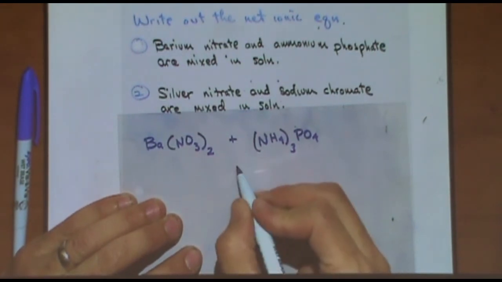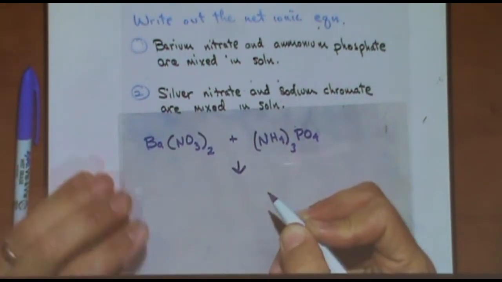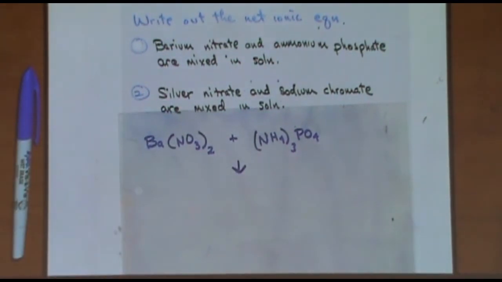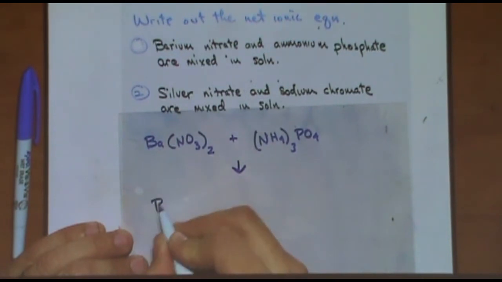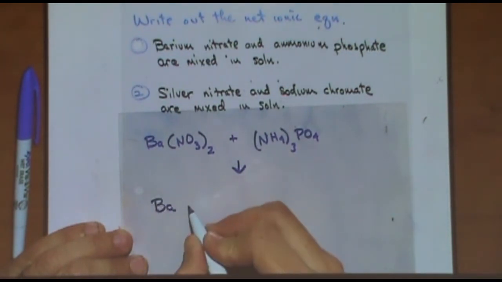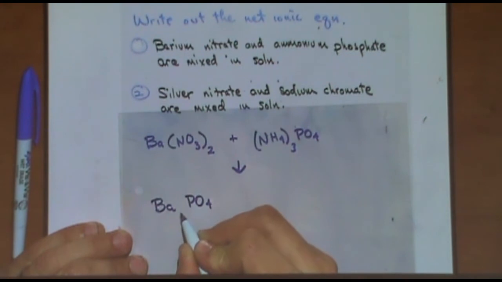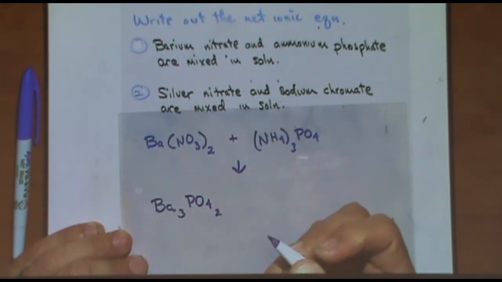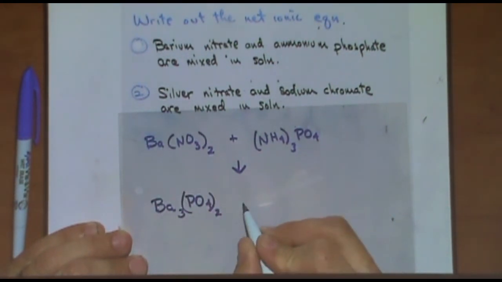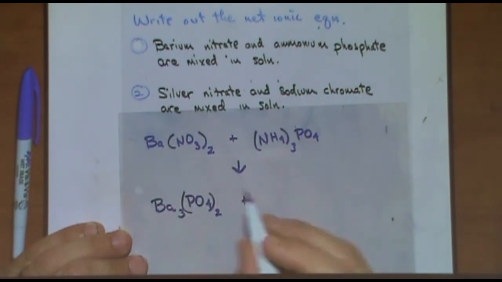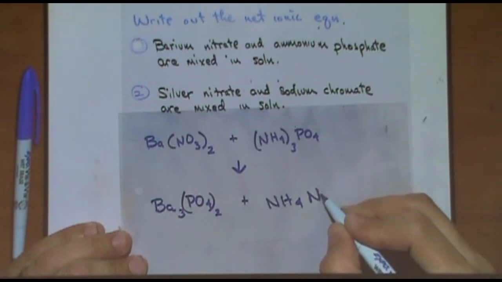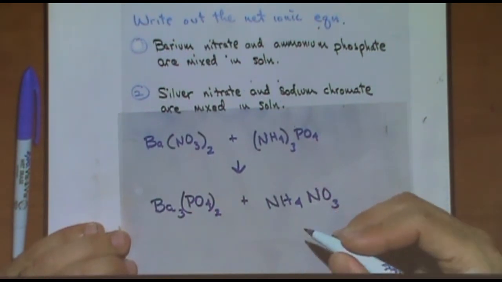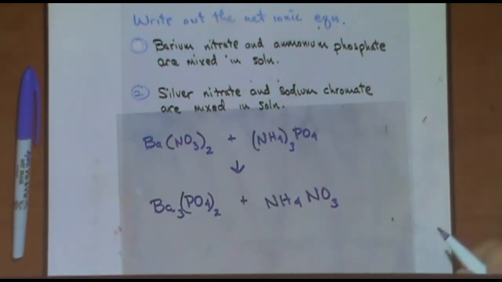What kind of reaction is this? Yes, it's a double replacement. You see 2 ionic compounds, so you switch ions. So barium now goes with the phosphate. Phosphate has 3 and the barium is +2. And then the ammonium goes with the nitrate. The ammonium is +1, nitrate -1.